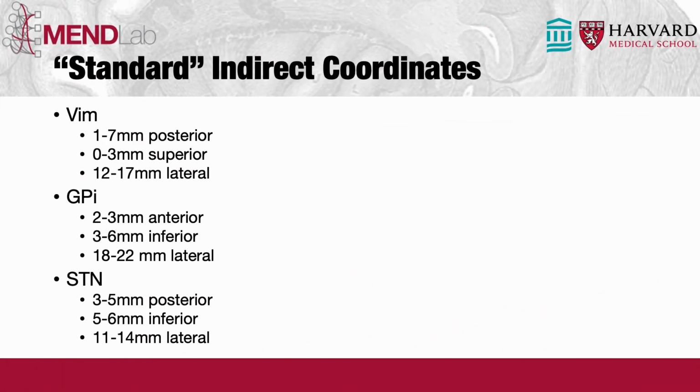So when you have something like ACPC coordinates, you can come up with indirect coordinates for a lot of structures we care about, something like the ventral intermediate nucleus of the thalamus, the globus pallidus or the subthalamic nucleus, but everyone's brain is a little different, so there are ranges for these indirect coordinates. These are good starting points, but they're not always accurate for an individual.